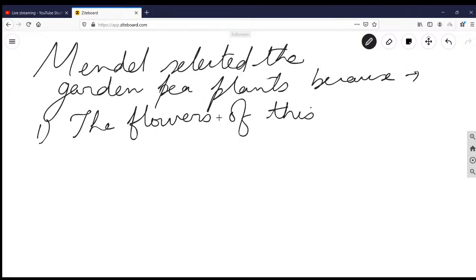So the flowers of this plant are bisexual, so self-pollination will do the job. Okay, it doesn't depend on any other type of pollen grain. Okay, so this plant is bisexual. It doesn't depend on cross-pollination. Self-pollination will cause fertilization.